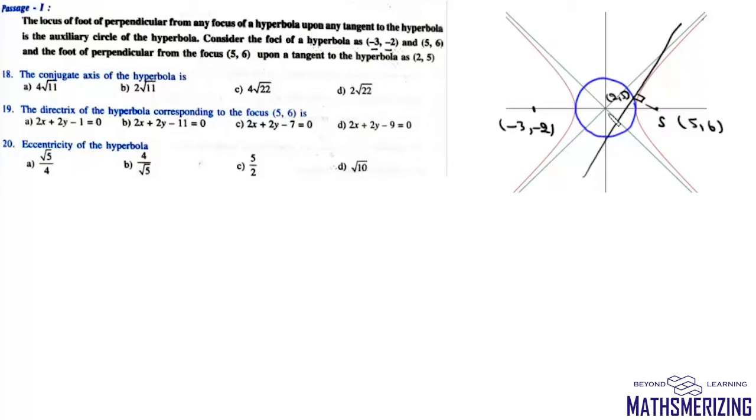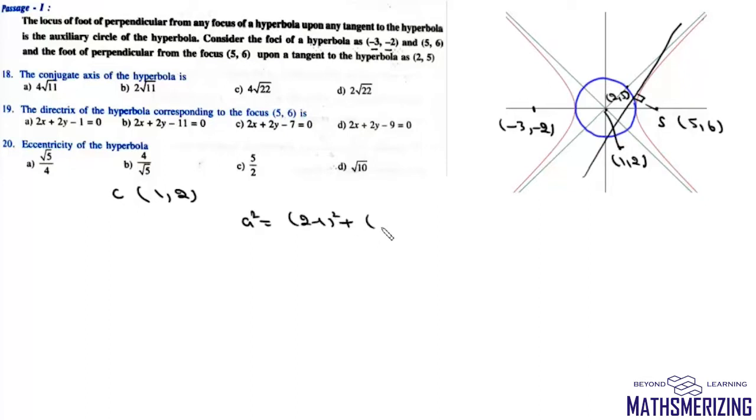Now once we are given two focus, we can find center of this hyperbola. Center of this hyperbola will lie at midpoint of these focus. So its midpoint will be at 1, 2. So center of this hyperbola is at 1, 2. Now this point 2, 5, it lies on auxiliary circle. So if we find distance from center to this point, it will give us radius of auxiliary circle, which is actually A.